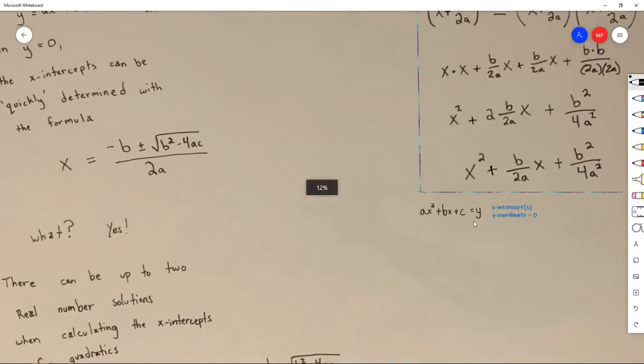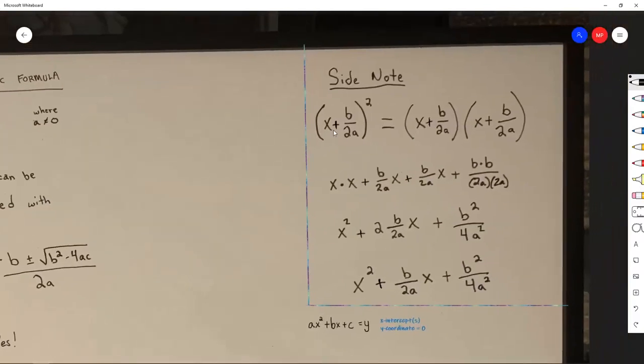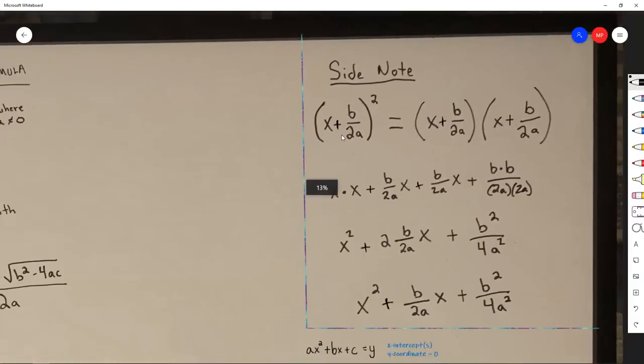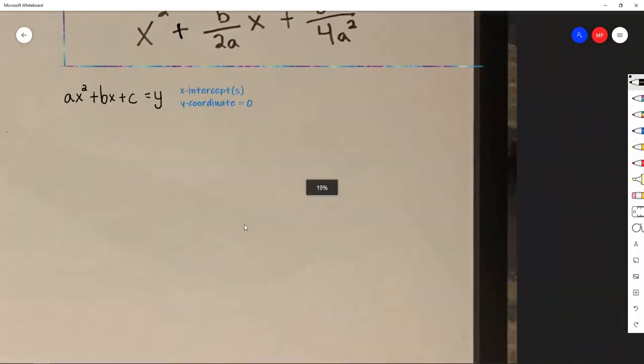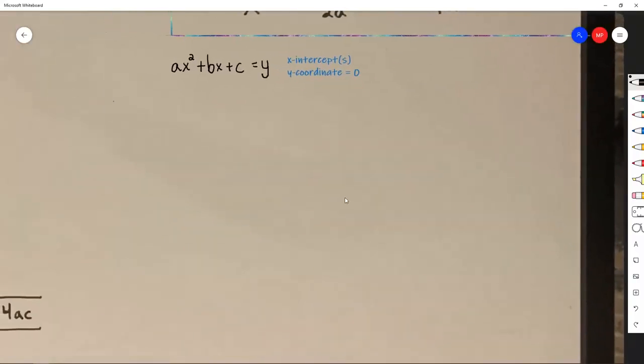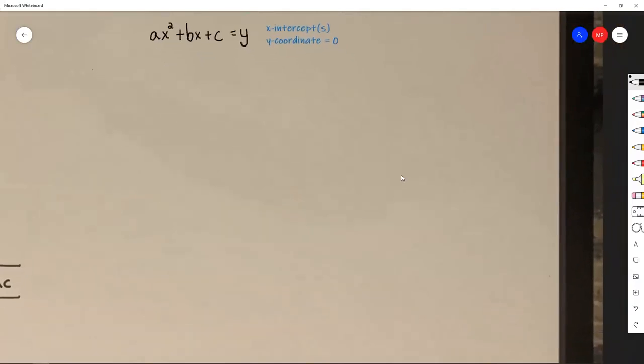Let's go to this side note. I had a few of my students multiply this out the other day, and I would like you to remember that x plus b over 2a squared eventually turns into this x squared plus b over 2a times x plus b squared over 4a squared. How do I turn this into the quadratic formula to help me find those x-intercepts really quickly?